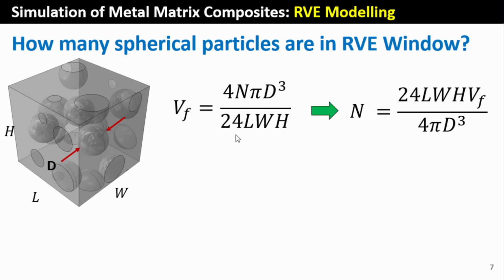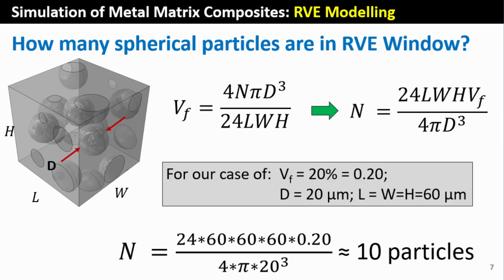And then if you rearrange the equation, you can calculate n. For the system that we're dealing with, n is approximately 10 particles. So there will be 10 particles in that RVE window, and that's what we're going to be using.